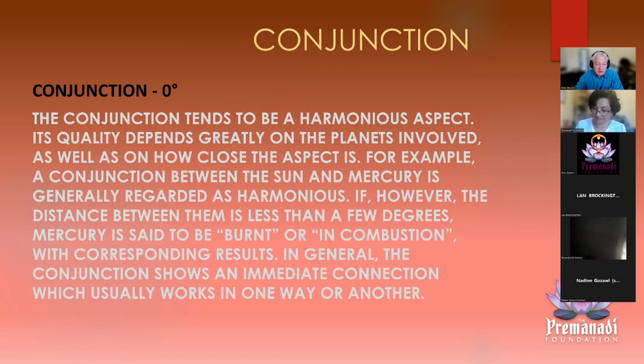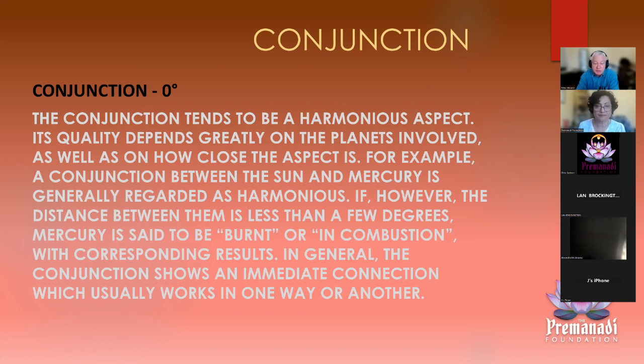Number 1, a conjunction. A conjunction tends to be a harmonious aspect. Its quality depends greatly on the planets involved, as well as on how close the aspect is. The closeness of that aspect, by the way, is referred to as the tolerance. And normally we give it maximum 8 degrees. The closer it is, the more poignant it will be, and the stronger it will be.